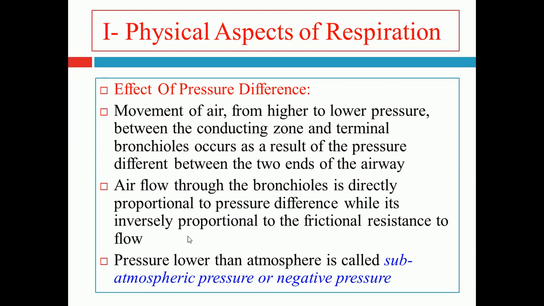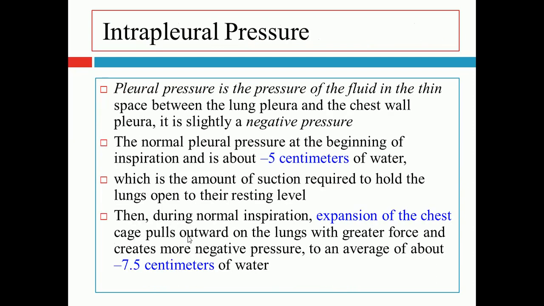So negative pressure means the pressure of air is lower than the atmospheric pressure, and the atmospheric pressure is around 760 millimeter of mercury. In certain books it is written as 769 millimeter of mercury, but the most accepted one is 760 millimeter of mercury. So there are two types of pressures within the lungs. The first is intrapleural pressure.